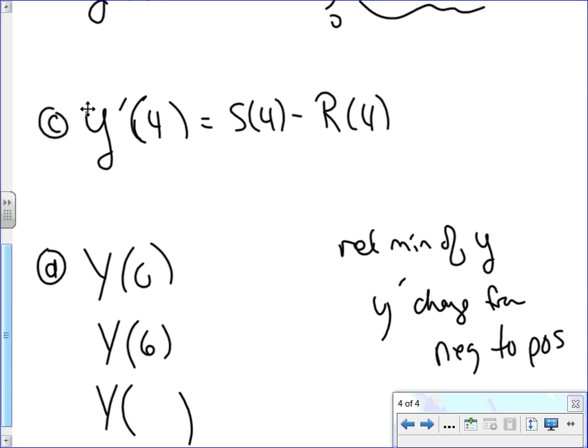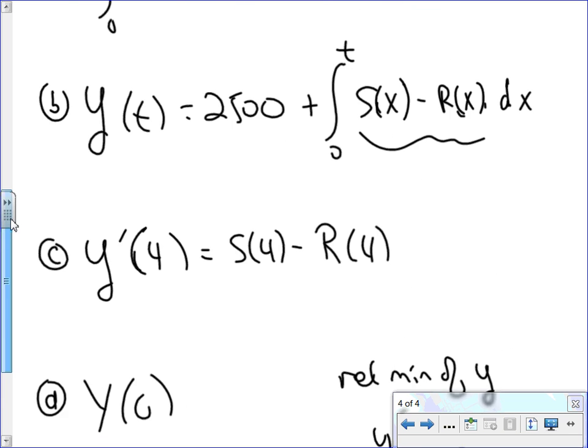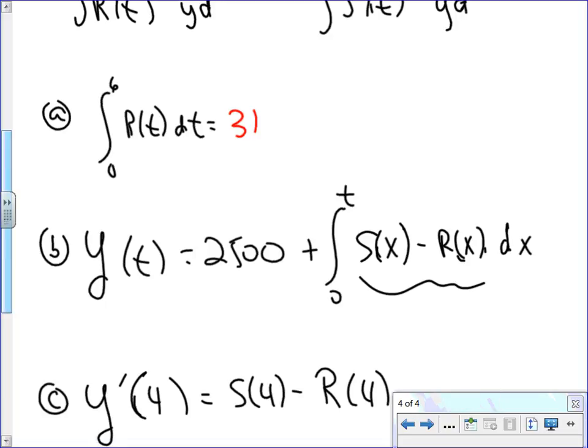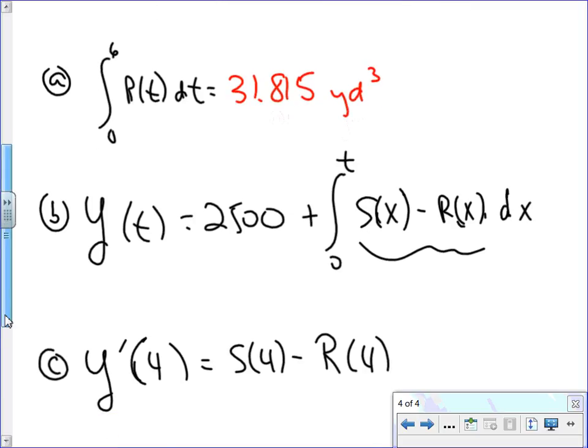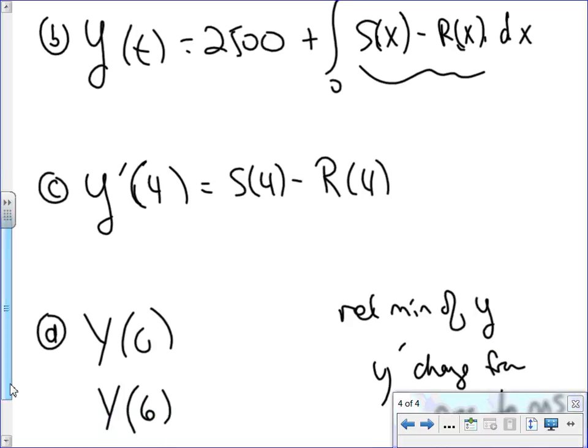All right, so A was 31.815 cubic yards. I think this is one of those years where you had to get units right on all of them for just one point. And then C was negative 1.9 something. Yeah, I got positive. That's 4 minus 1. I'm going to bet that you got it one way in your calculator and you have another way in your calculator. All right.